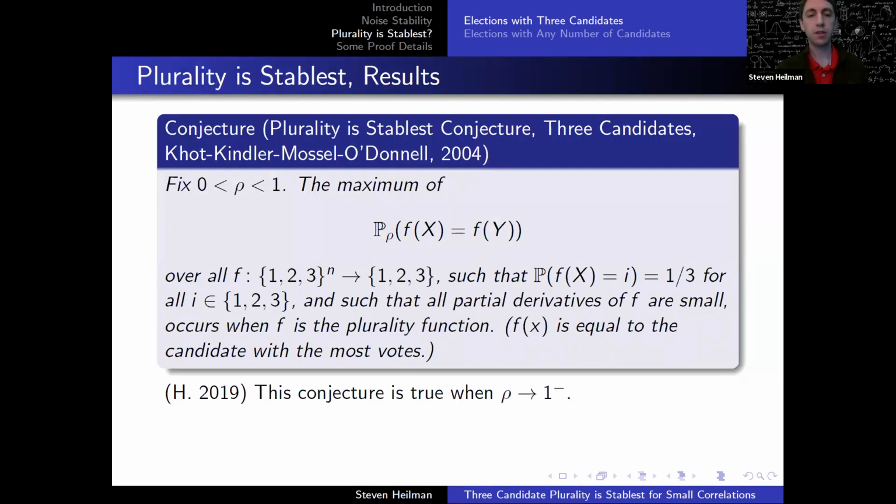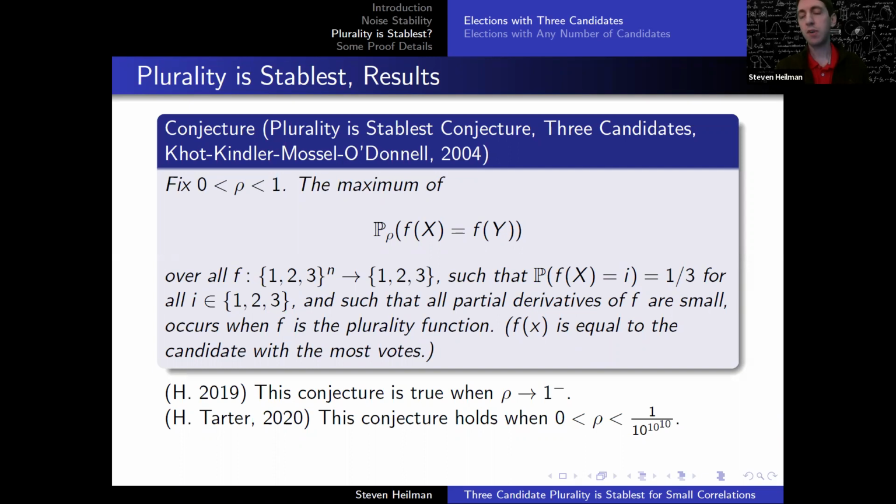I just copied the conjecture up here. And like I said, the new result for today is, okay, so this constant dependence is really bad, but at least it's some constant that I can say what it is. So the conjecture holds when the correlation parameter rho is smaller than whatever that number is. Some really small number, but at least I can say what it is. Okay.